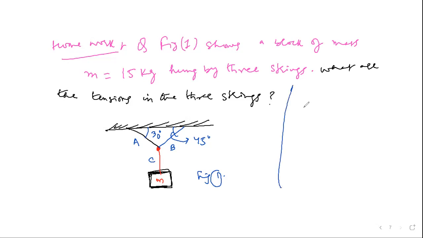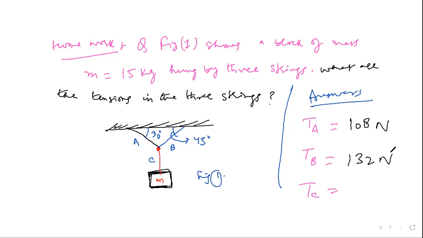When you solve this problem, I will give you the answers. You check them with your answers. You should get tension in string A, in string B, and in string C. In string A, 108 Newton. In string B, 132 Newton. And in string C, 147 Newton. I repeat, in string C, 147 Newton. In string B, 132 Newton. In string A, 108 Newton. So this is your homework. Do it.